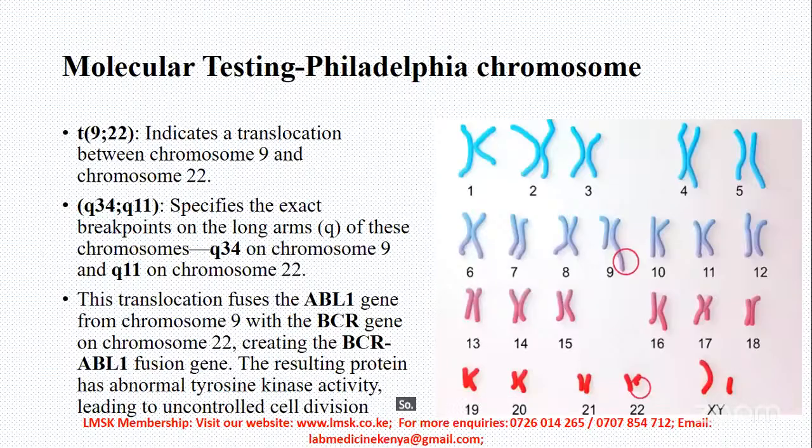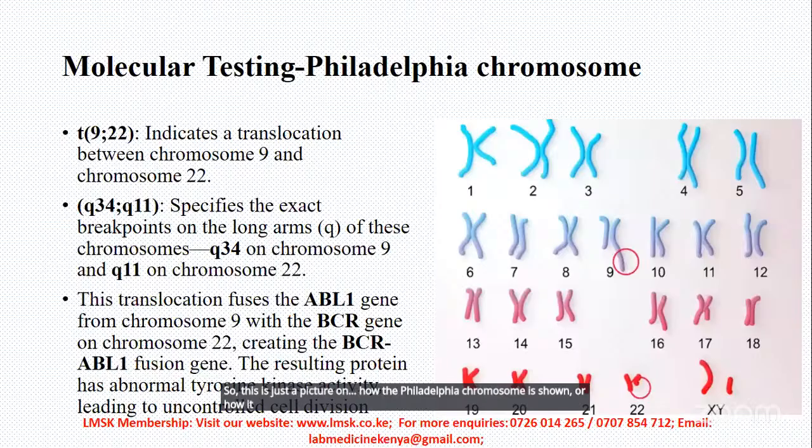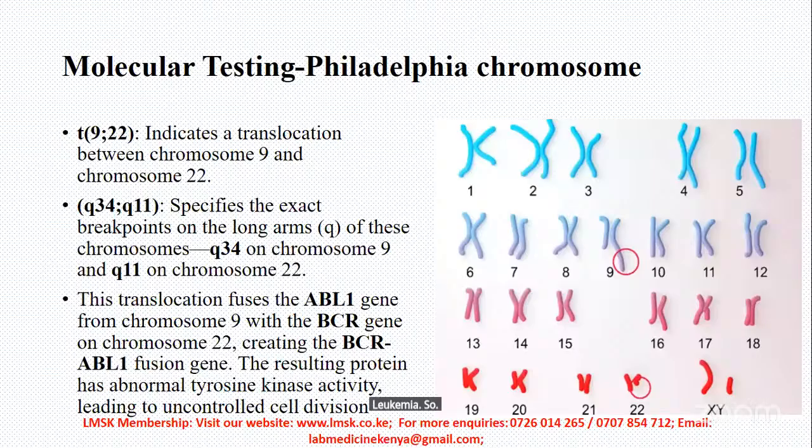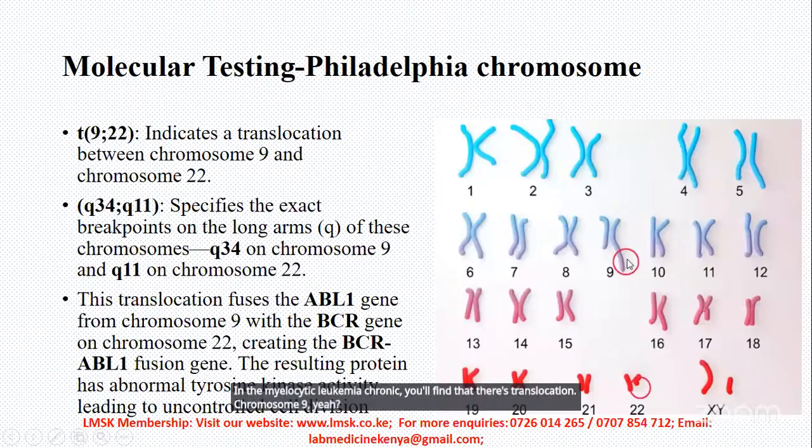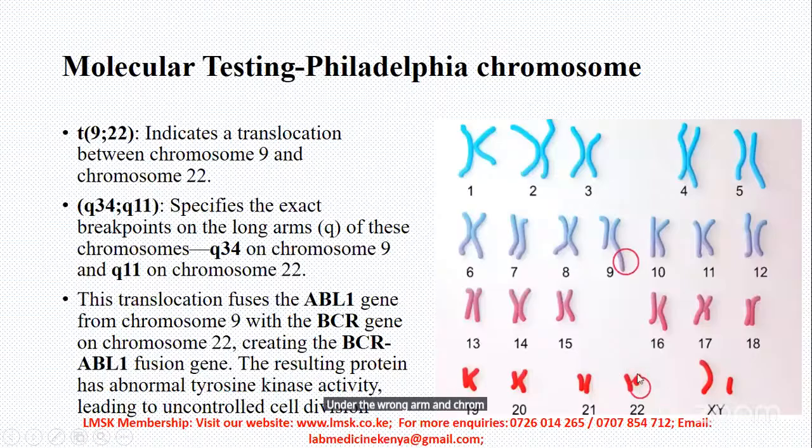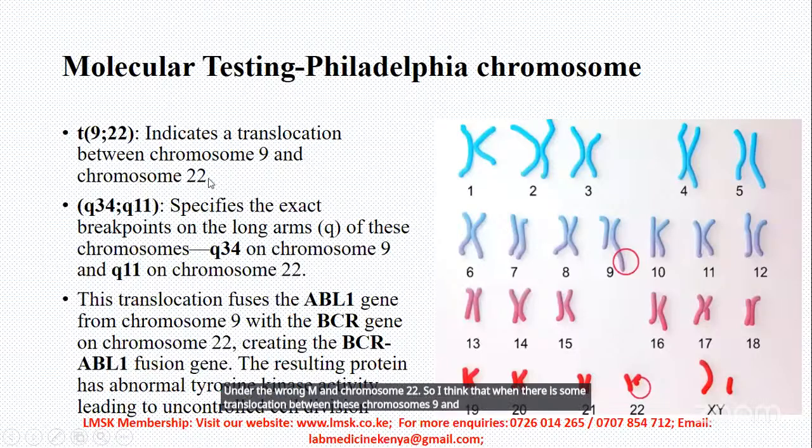So this is just a picture of how the Philadelphia chromosome comes about when someone has chronic myelocytic leukemia. In your textbooks, I'm assuming you are going to read, in chronic myelocytic leukemia, you'll find that there is a translocation between chromosome 9 on the long arm and chromosome 22. Such that when there is translocation between chromosomes 9 and 22, they are going to bring a cancer in our system. And there are many, we are going to read about them.